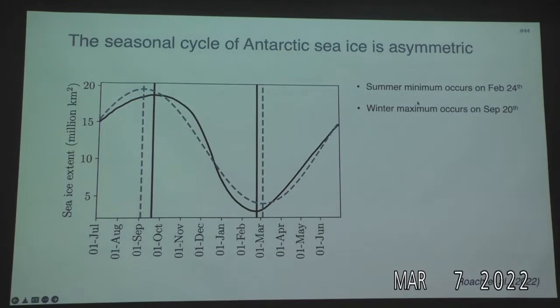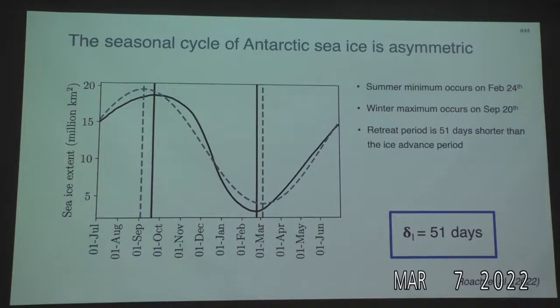And so if we define the ice advance and retreat period simply by the days between maximum extent and minimum extent, we find that the retreat period is 51 days shorter than the ice advance period. And I'm going to call this metric delta. So for the observations, we have a delta of 51 days.